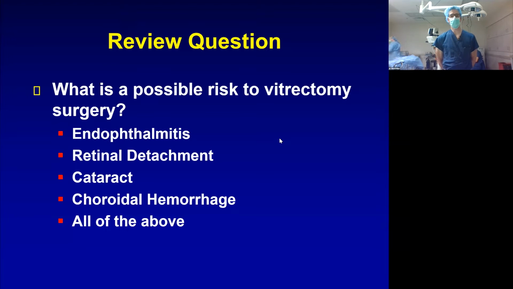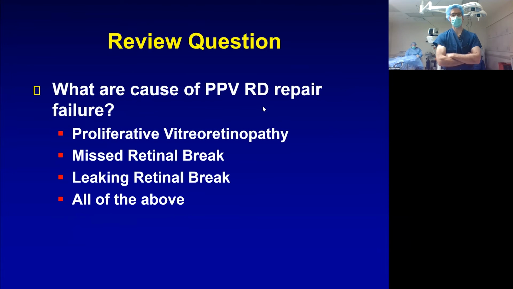What is a possible risk to vitrectomy surgery? Endophthalmitis, retinal detachment, cataract, choroidal hemorrhage, or all of the above? Very good. Go on to the next question. What are the possible causes of vitrectomy retinal detachment repair failure? Proliferative vitreoretinopathy, a missed retinal break, a leaking retinal break, or all of the above? Very good.